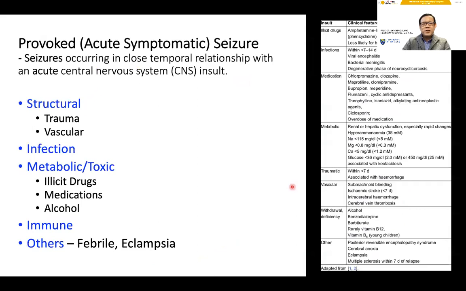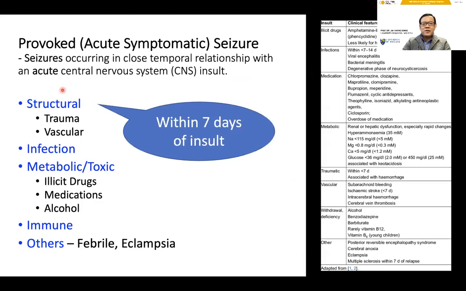For provoked seizures, the causes can be structural, especially within 7 days of insults. It can be infections, can be metabolic or toxic. Causes can be immune in origin or can be others like febrile seizures or eclampsia. Then we will manage according to the underlying cause.